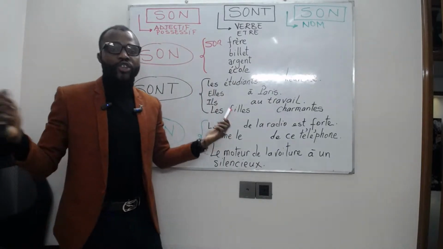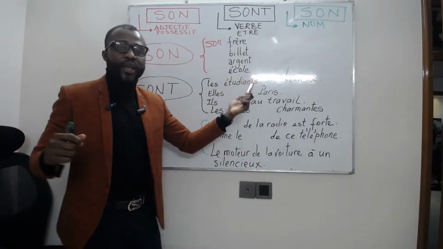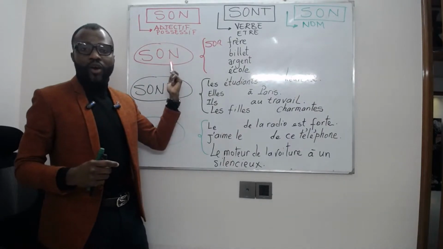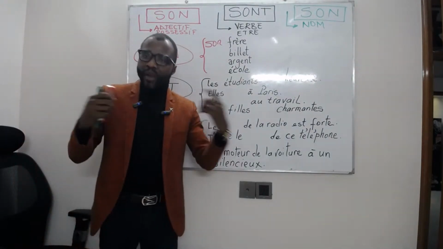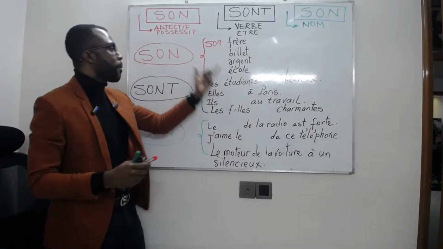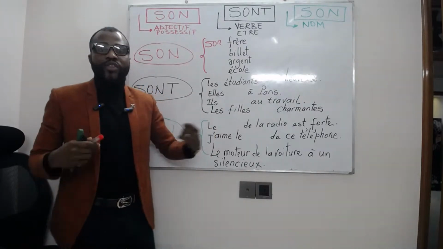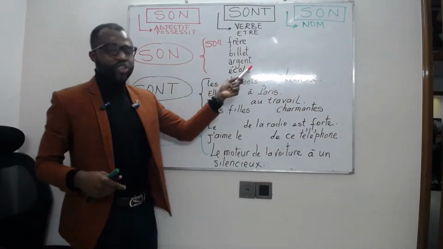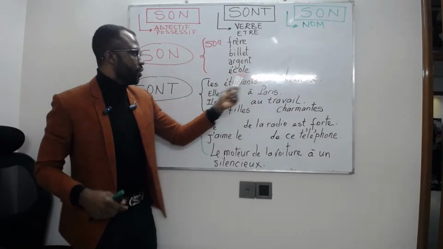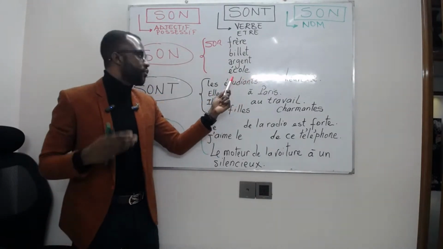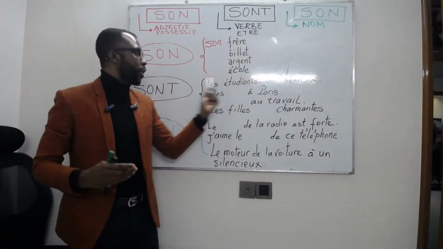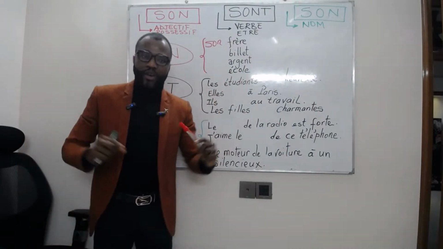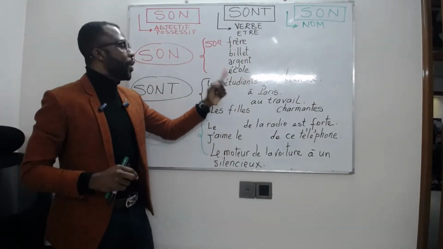So son image. If we have image here, we start with I, we use son. So it's not only for masculine nouns, but it's also for nouns starting with a vowel in French. That's why you can see here son argent, son école. We say une école, which is a feminine noun meaning school, but here we use son. Why? Because école starts with a vowel. So that's why we use son école.